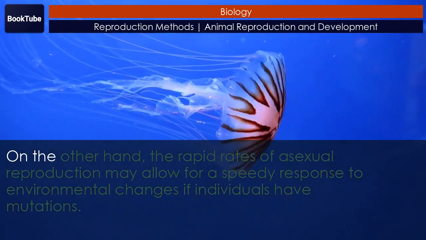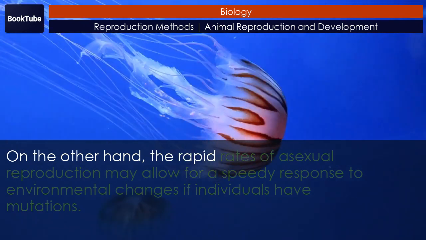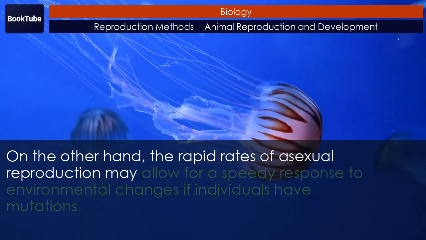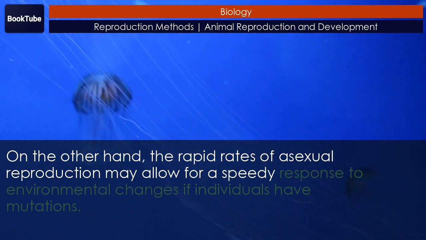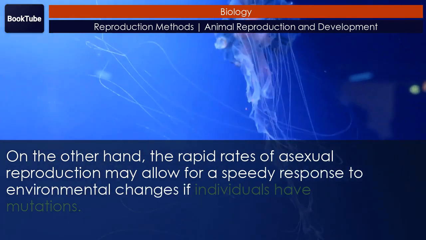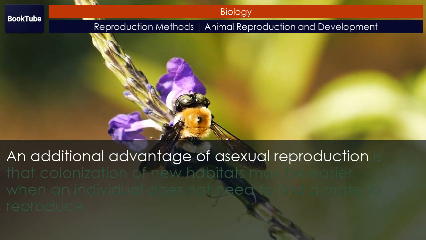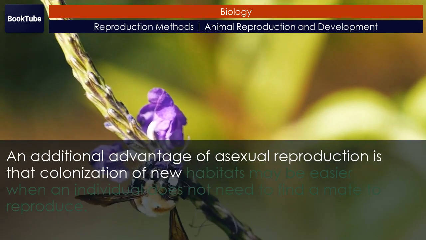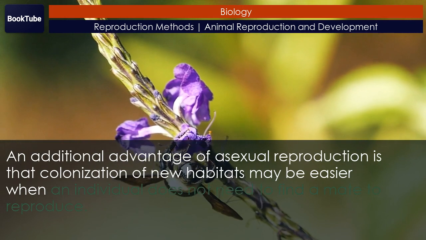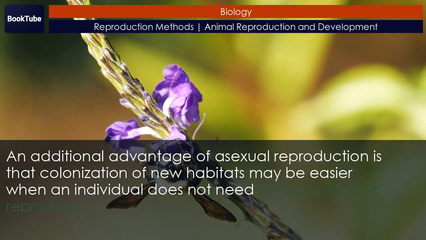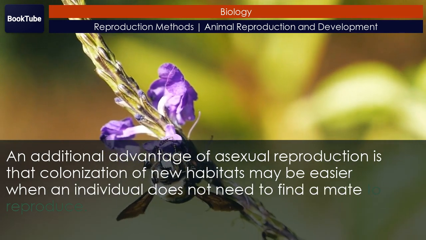On the other hand, the rapid rates of asexual reproduction may allow for a speedy response to environmental changes if individuals have mutations. An additional advantage of asexual reproduction is that colonization of new habitats may be easier when an individual does not need to find a mate to reproduce.